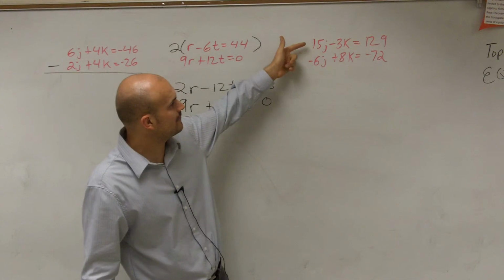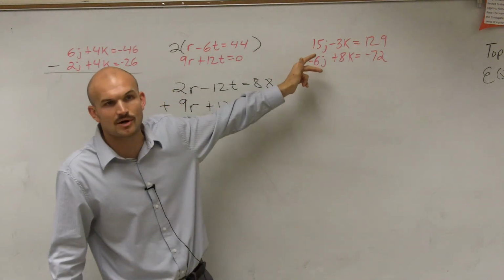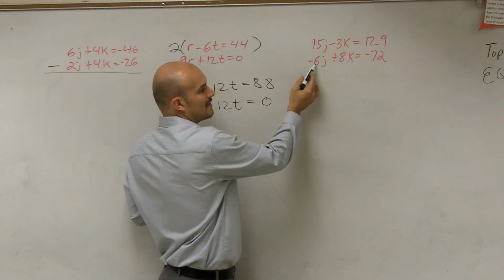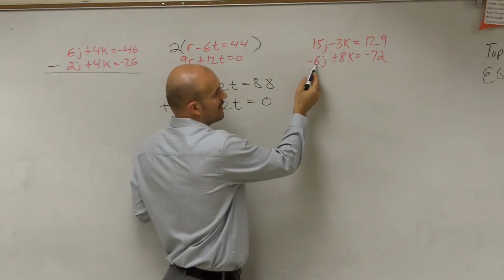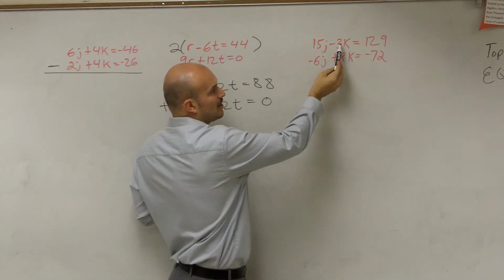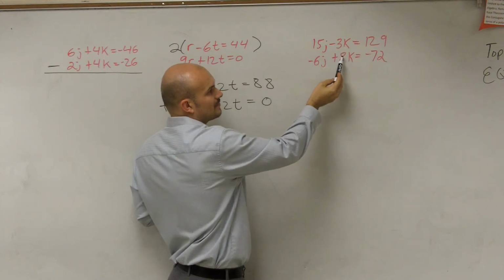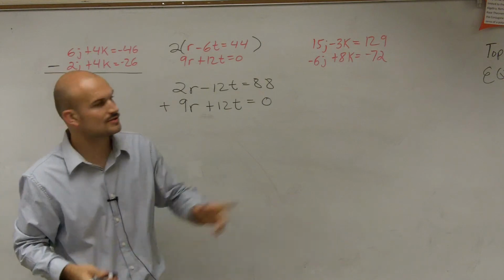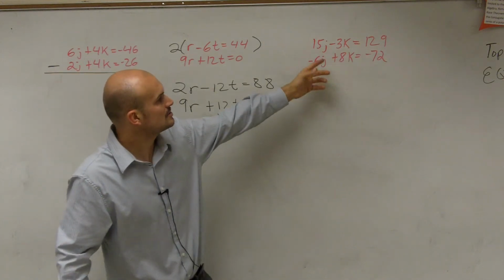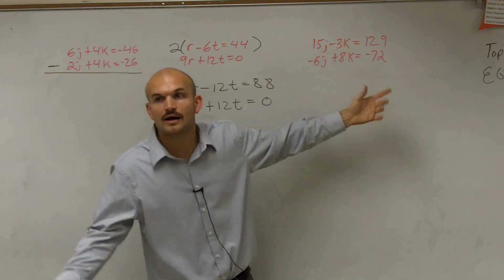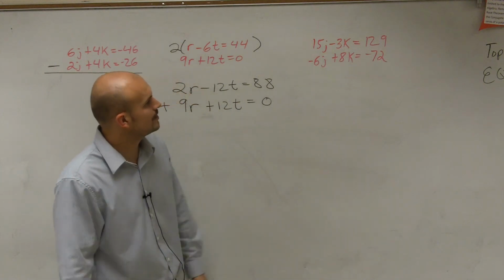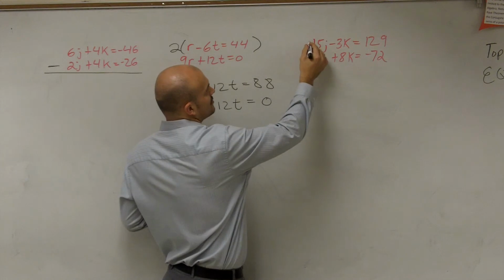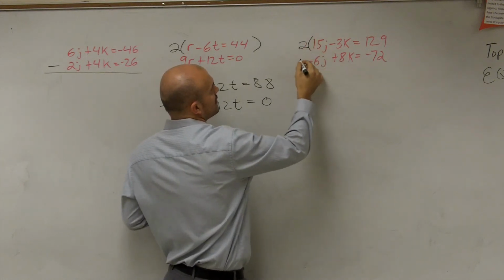So you could think about this. Between 15 and negative 6, what's the least common multiple? 30, right? So you can multiply the top by 2 and the bottom by 5. Or you could do the least common multiple between negative 3 and 8, which would be 24, actually. Because 3 goes to 15. So you can multiply this by 8 and 3. But I'd probably do it like this. So you'd multiply this by 2, and then this by 5.